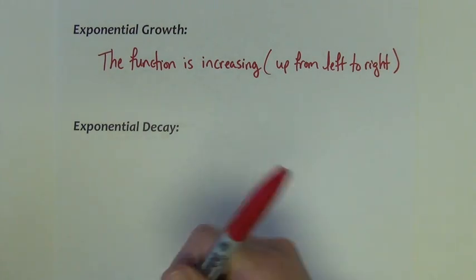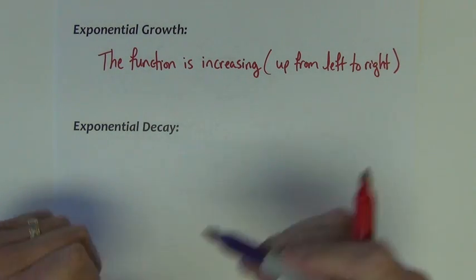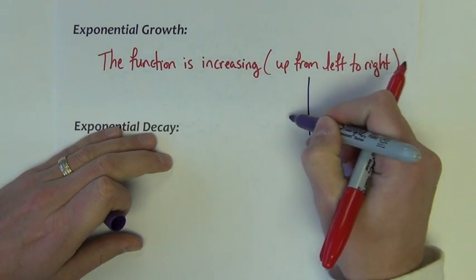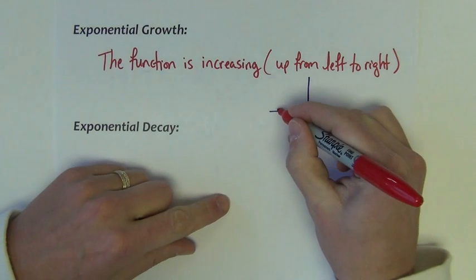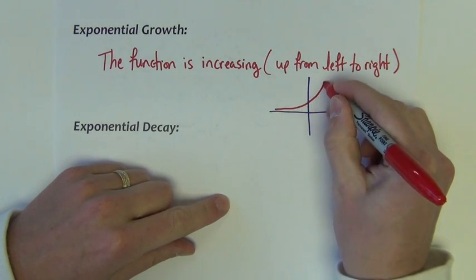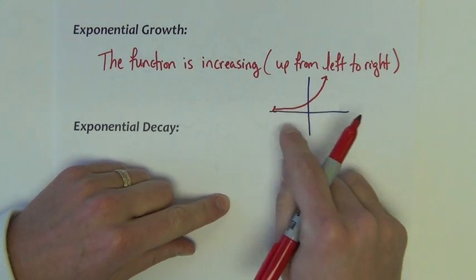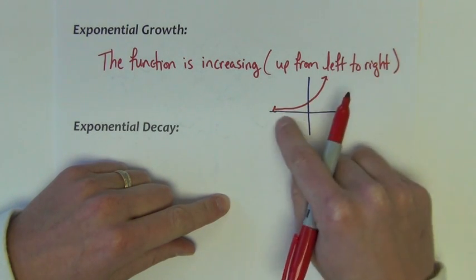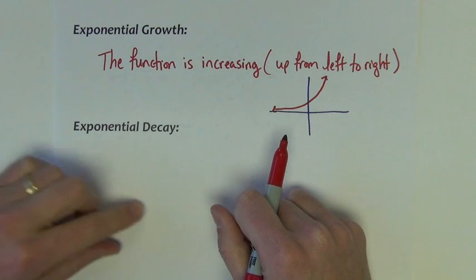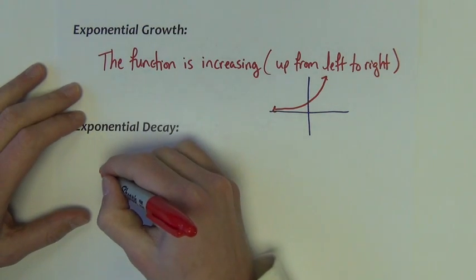Okay. The first example is one like that. The first example that we did, where we had our graph and the graph went like this. That was exponential growth. As I read my graph from left to right, it is going up. It's increasing. On the other hand, then, exponential decay is just the exact opposite.